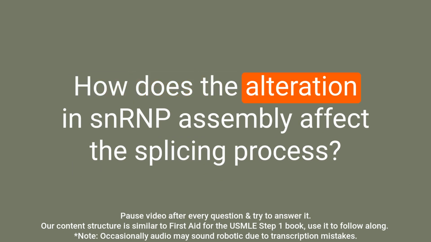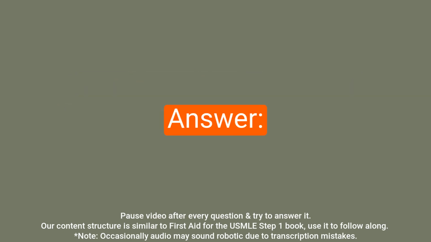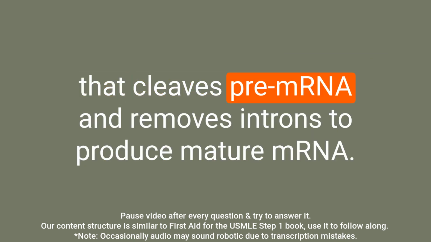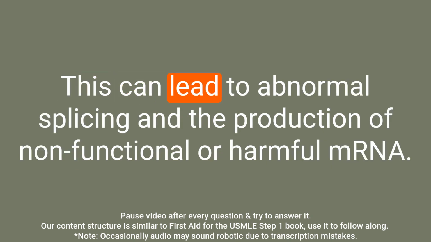Question: How does the alteration in snRNP assembly affect the splicing process? Answer: Alterations in snRNP assembly can affect the splicing process by altering the formation of the spliceosome, the complex that cleaves pre-mRNA and removes introns to produce mature mRNA. This can lead to abnormal splicing and the production of non-functional or harmful mRNA.